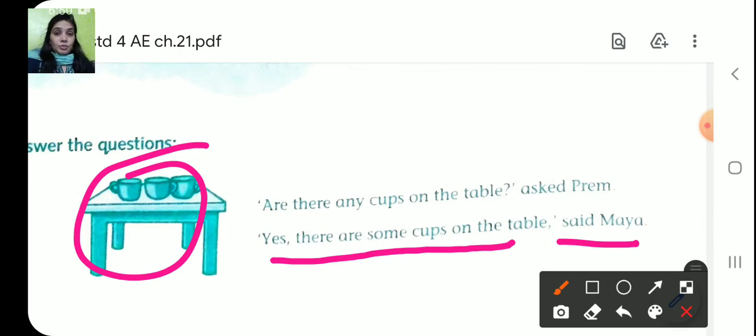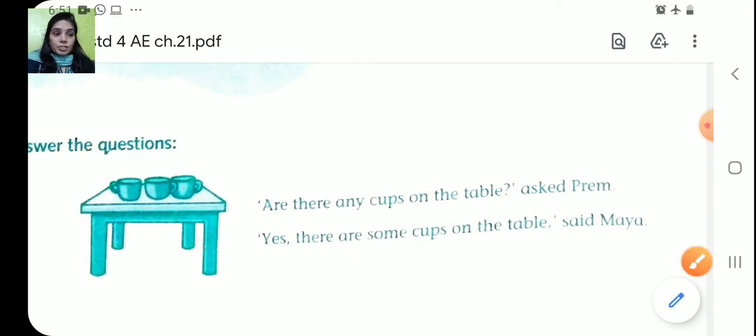Shall I ask you some other questions? Are there any pencils on the table? Yes, there are some pencils on the table. Are there any apples on the table? Yes, there are some apples on the table. Imagine that whatever I'm saying is in the picture. Now we'll proceed to the next question. It is so simple. You just have to look at the picture and write the answer.